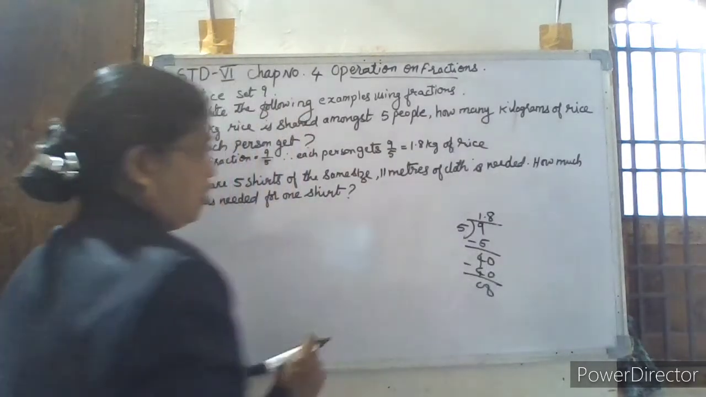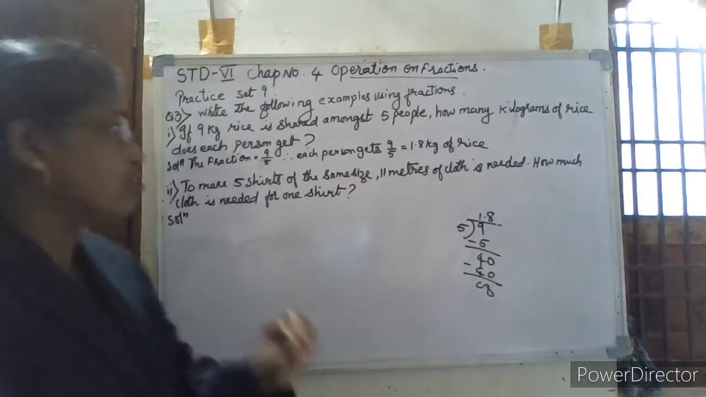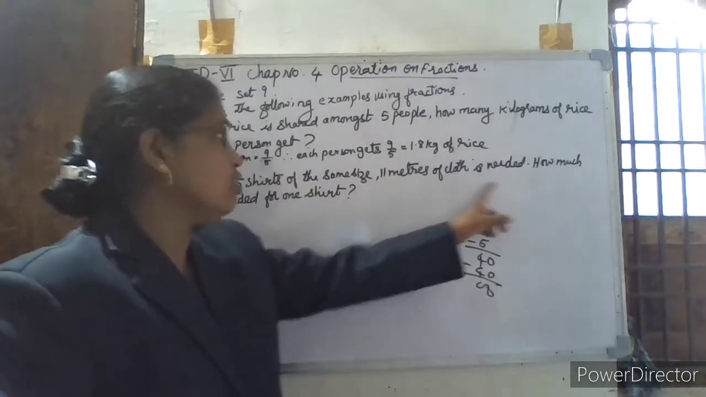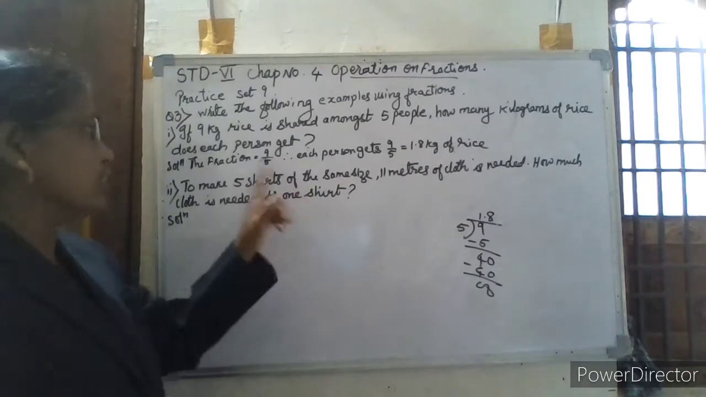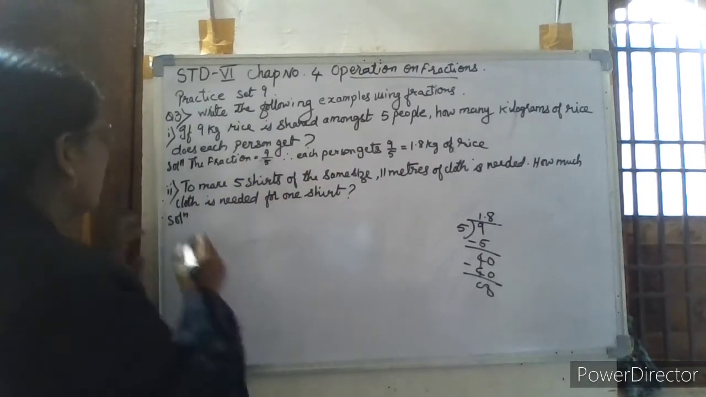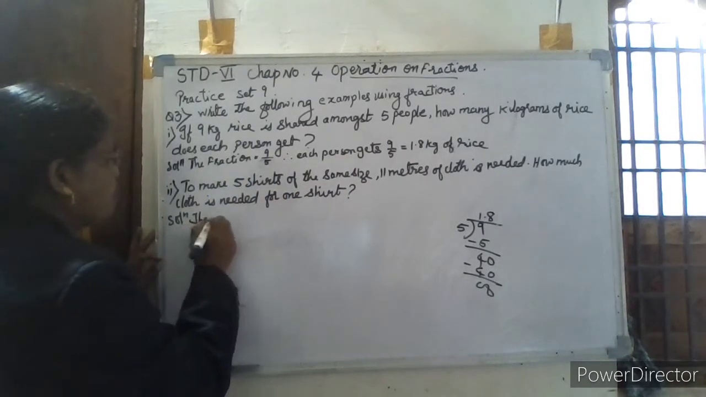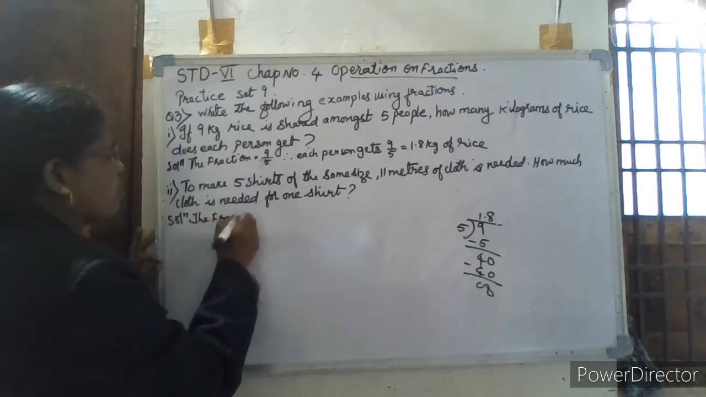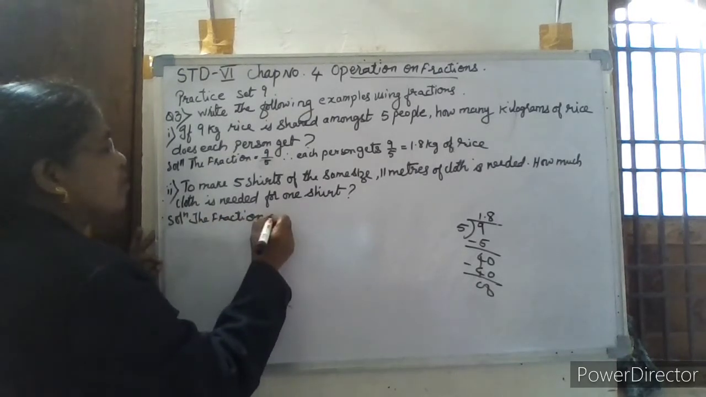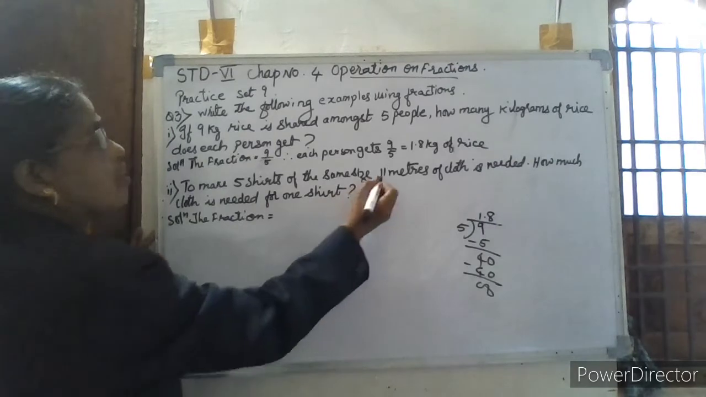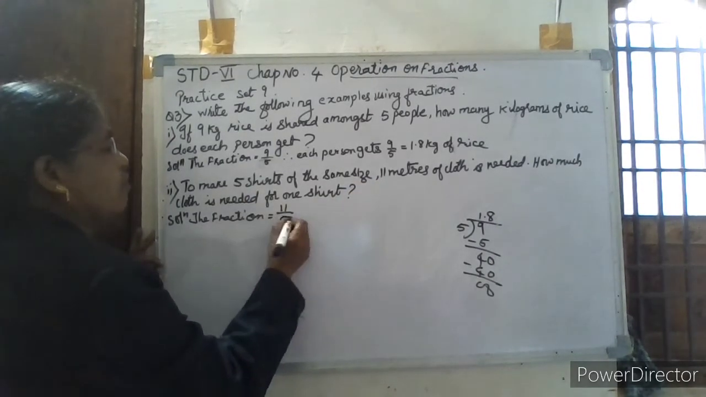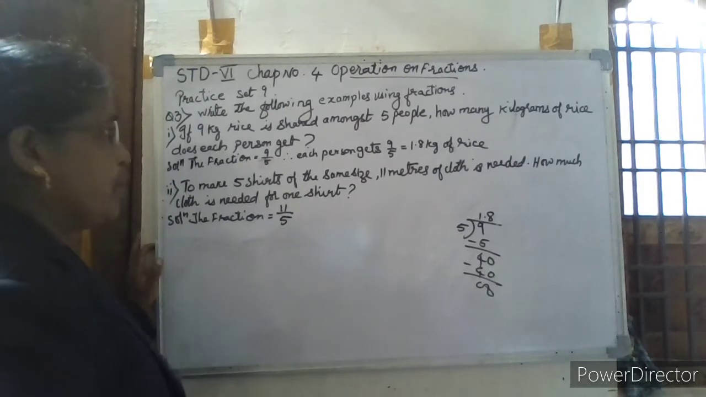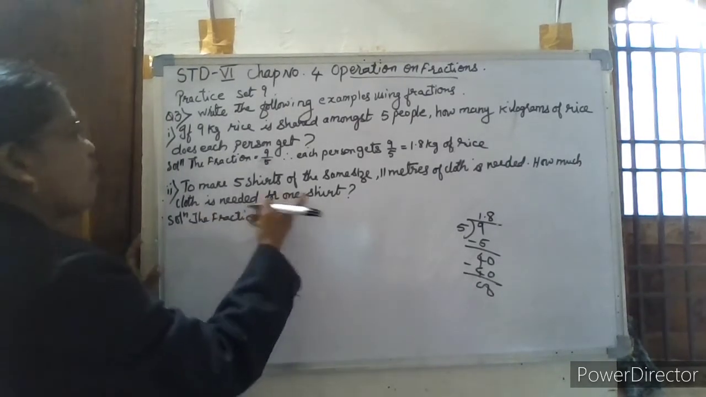Now, next one. To make 5 shirts of the same size, 11 meters of cloth is needed. How much cloth is needed for one shirt? The same way, here also the fraction is 11 meters divided by the number of shirts, 5 shirts to be made.